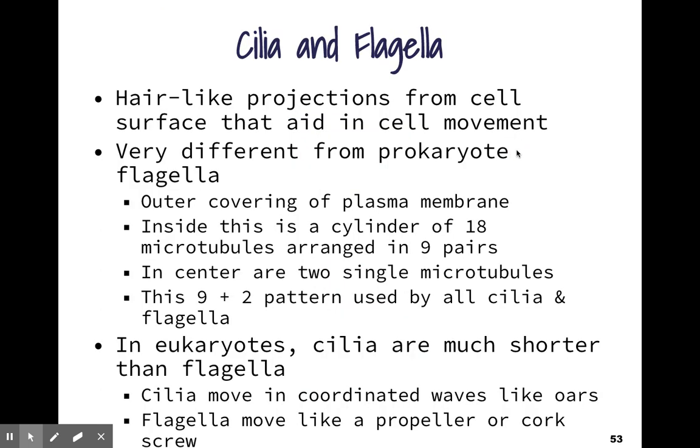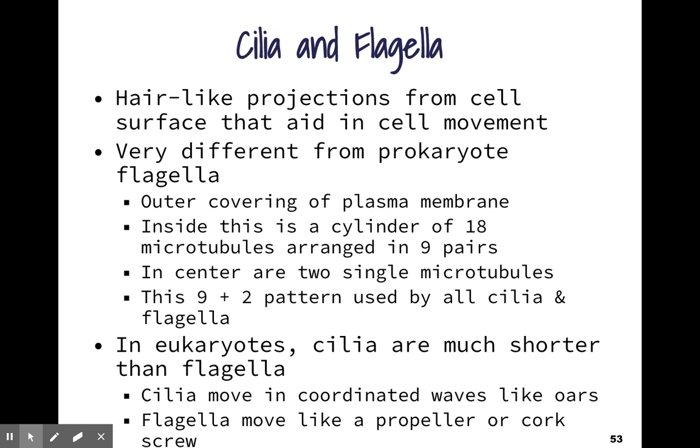All right, finally, our cilia and flagella. They are both hair-like projections from the cell surface that aid in cell movement. So the cilia and the flagella help the cells to move around. They differ from prokaryotic flagella. They have an outer covering of the plasma membrane. Inside is a cylinder of 18 microtubules arranged in 9 pairs. In the center are 2 single microtubules. This 9+2 pattern is used by all cilia and flagella.